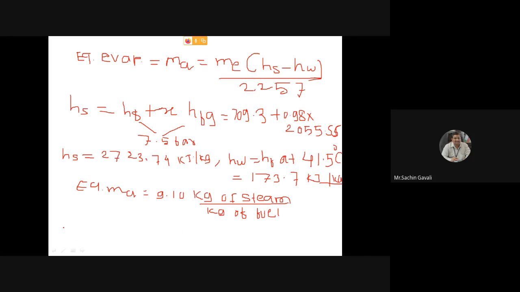Okay. Another thing they asked is eta boiler. Sometimes they will also ask the factor of evaporation. Eta boiler is equal to ME into bracket HS minus HW, divided by the calorific value. The answer is coming as 66.29%.